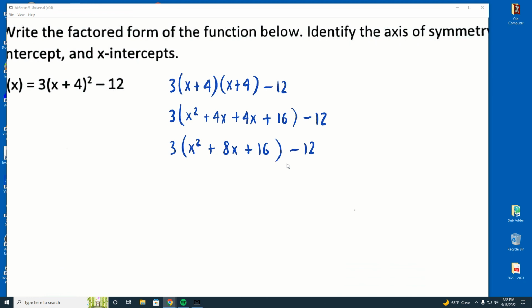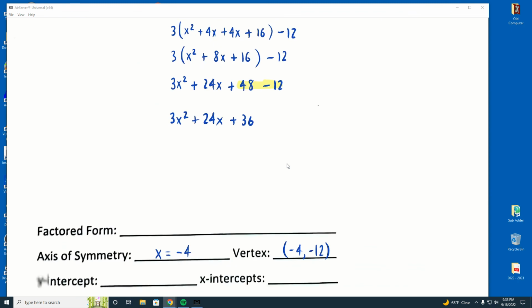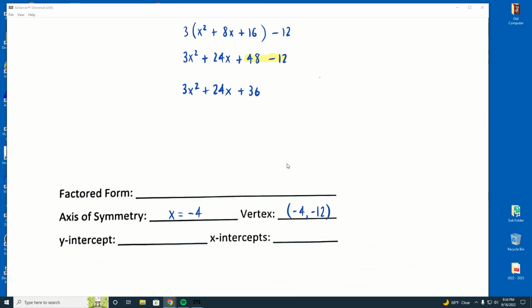Now let's distribute the 3. My apologies. I was getting ahead of myself. So 3 times x squared, 3x squared. 3 times positive 8x is positive 24x. And 3 times positive 16 is positive 48. Don't forget about that minus 12. So those are my last two things to combine together right here, positive 48 minus 12. So my standard form is 3x squared plus 24x plus 36. Okay? Now remember, what is the important piece of information we take from that? Well, that is the y-intercept at 0, 36.